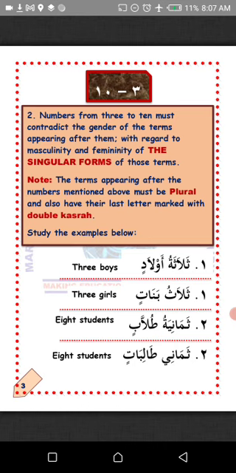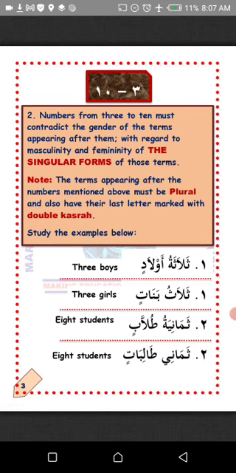Thamaniyatu tullabin, 8 students. Now talking about the female part. Thamani talibatin, 8 female students. The question is, what is the singular form of talibat? It is talibah or talibatun. So in that case, we assign a masculine number, a number that is mudhakkar, not mu'annas. So thamani talibat, 8 female students.